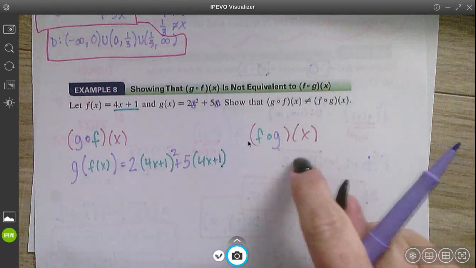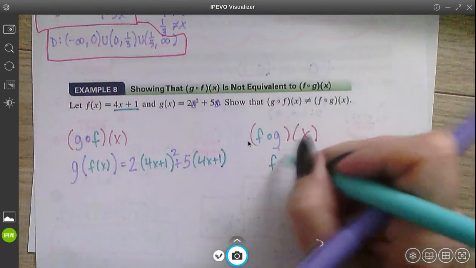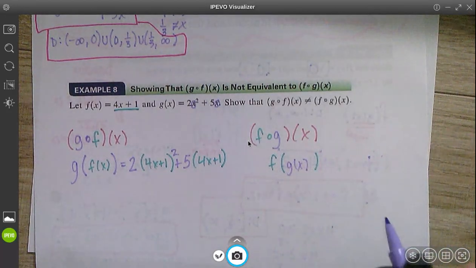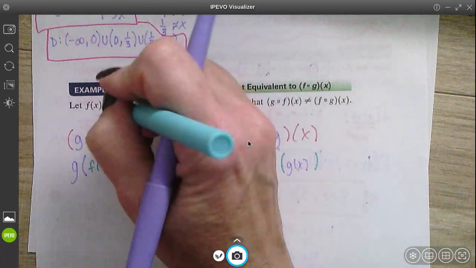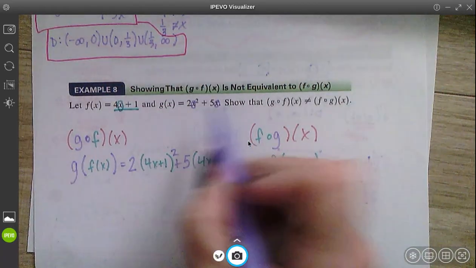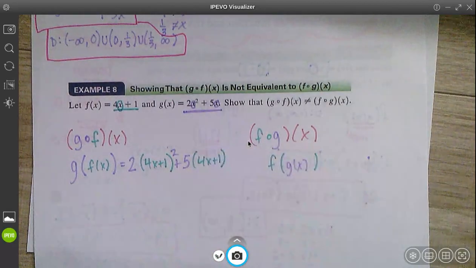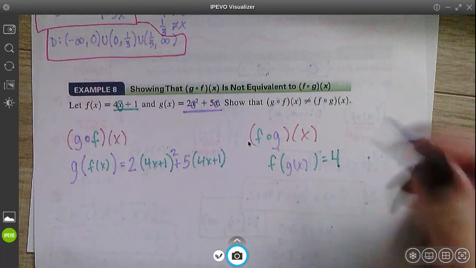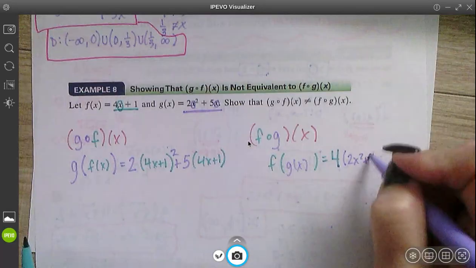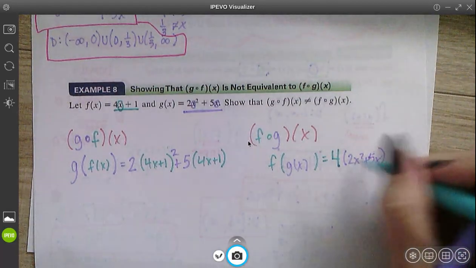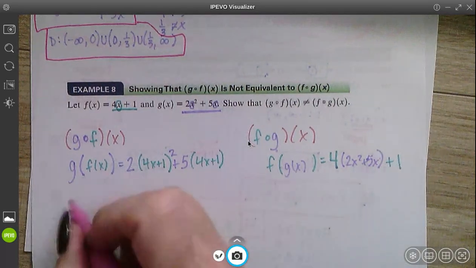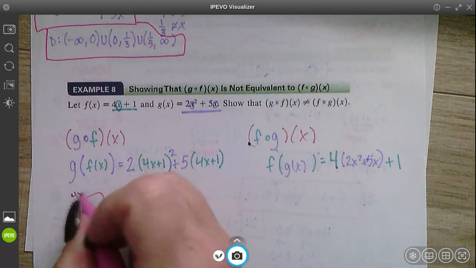Now let's reverse that process over here. F circle g means take f of x and replace all the x's with the g of x function. F of x only has one x, it's right there, but I'm going to replace that x with all of g of x. So f circle g would take the function 4 times x plus 1 and replace the letter x with 2x squared plus 5x. So 4 times that replacement plus 1. If they wanted me to multiply all of this out, I could do that. I would need to box multiply 4x plus 1.